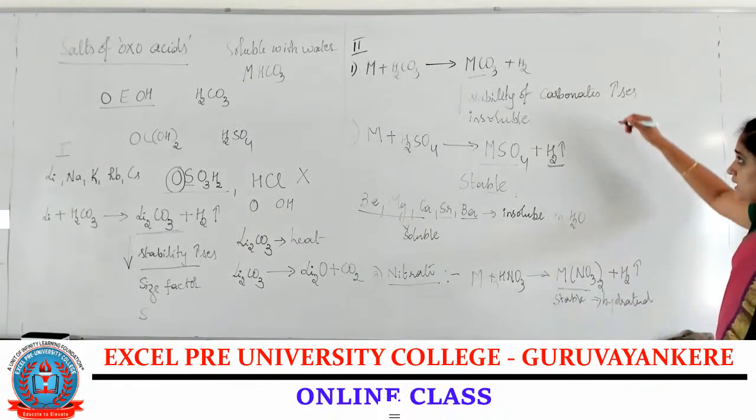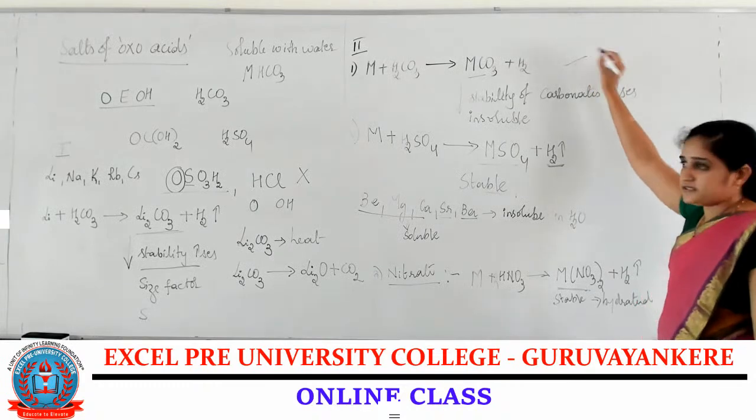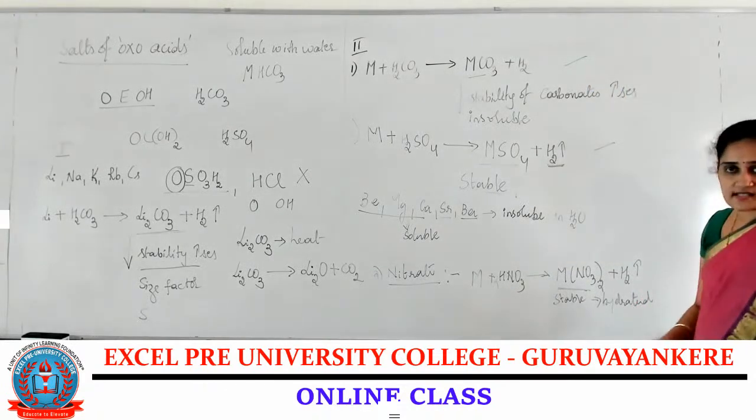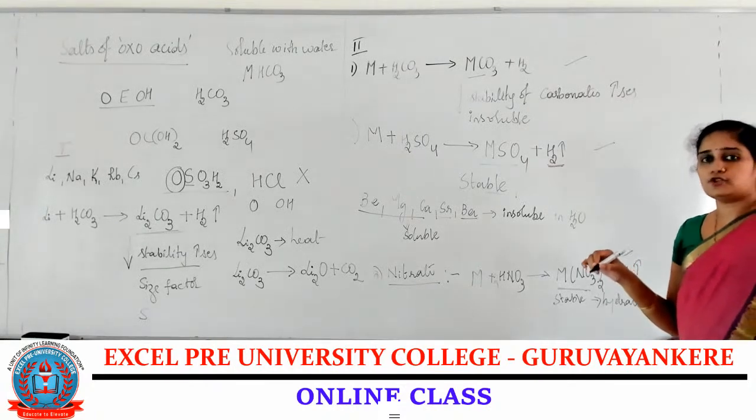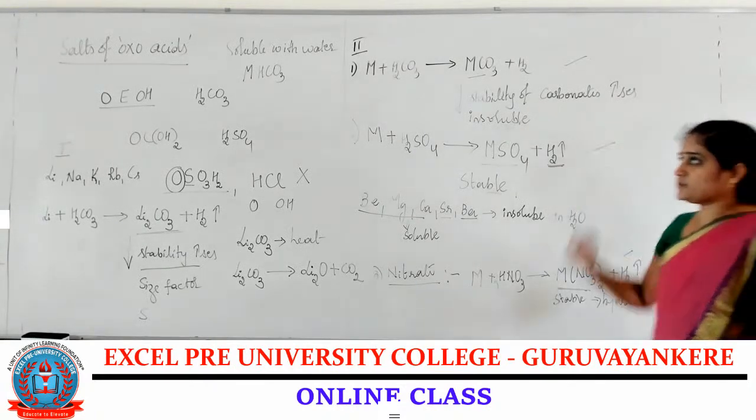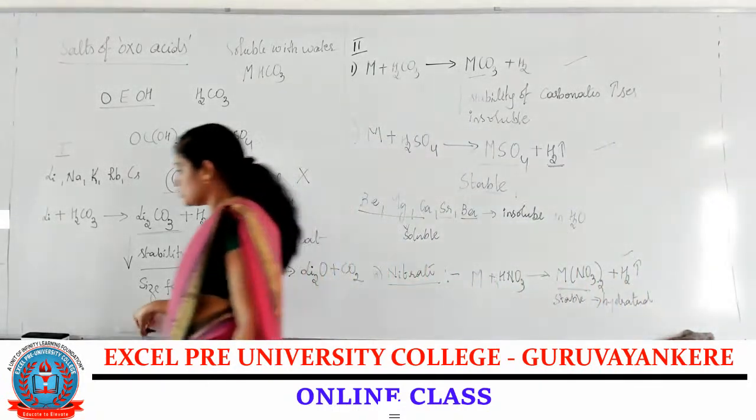So this is about the carbonates, sulfates and nitrates, the salts of oxo acids of group 2 elements.